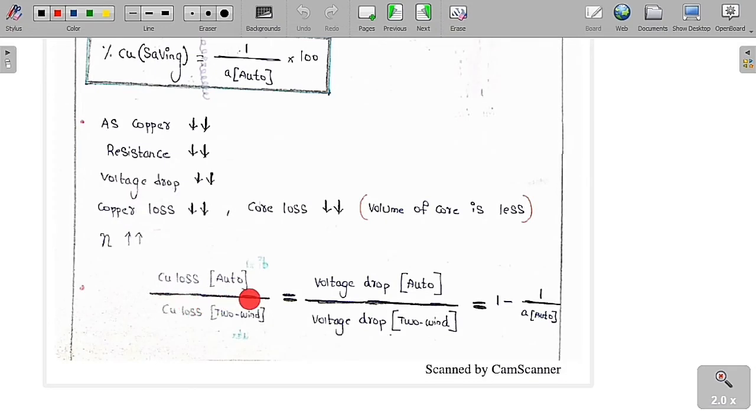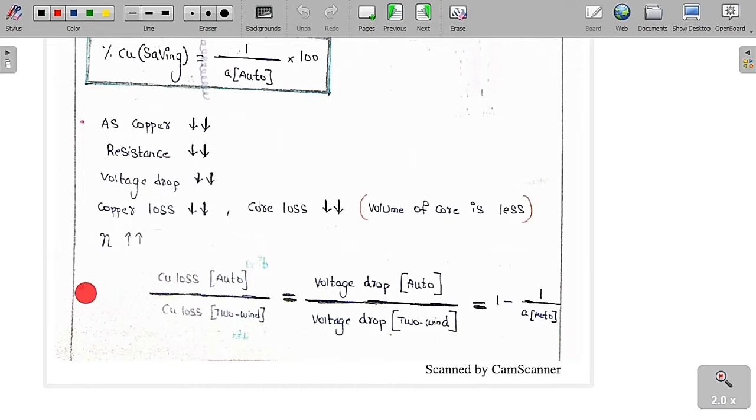So the copper loss of the auto transformer by the copper loss in the two-winding transformer is equal to the voltage drop in the auto transformer by the voltage drop in the two-winding transformer, which is equal to 1 minus 1 by the turns ratio of the auto transformer. So remember this important point. The copper weight ratio can have another formula also: the copper weight in the auto transformer by that in the two-winding transformer is equal to the copper loss ratio, which is equal to the voltage drop ratio, which is equal to 1 minus 1 by the turns ratio of the auto transformer.